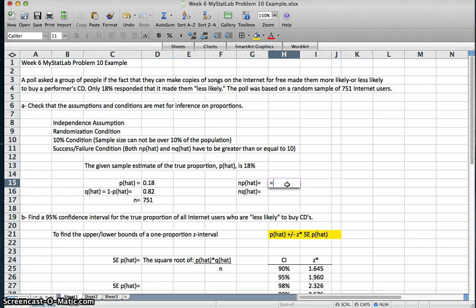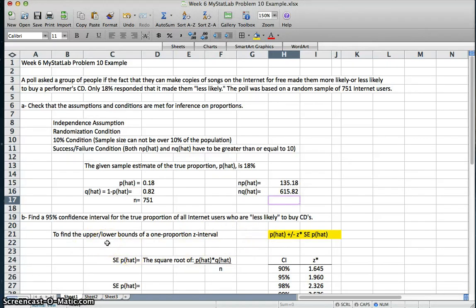So now we can calculate our n times p hat and n times q hat. We'll start with equals n times p. Enter that, and we get 135, and then our n times q is going to be equals n times q. Enter that, and there we have both of them much greater than 10: n p hat at 135, n q hat at 615. So now let's go ahead to part B and find a 95% confidence interval for the true proportion of all internet users who are less likely to buy CDs.